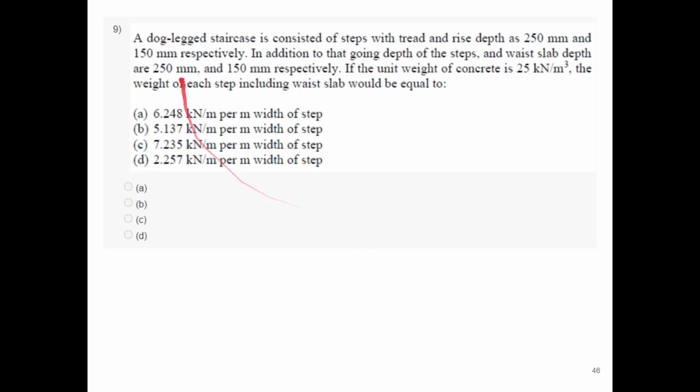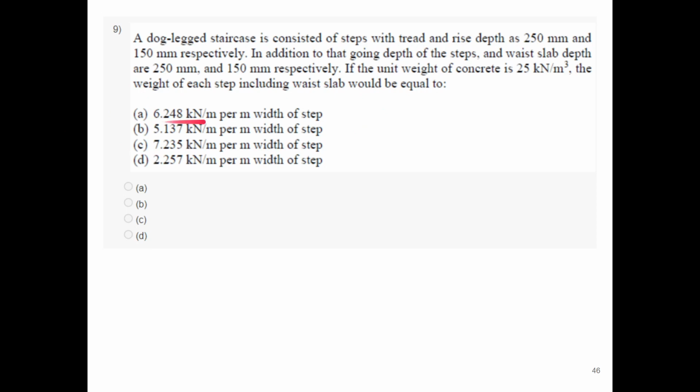Ninth question. A dog-legged staircase consists of steps with tread and rise depth as 250 millimeter and 150 millimeter respectively. In addition, the going depth of the steps and waist slab depth are 250 millimeter and 150 millimeter respectively. If you see here also, going is 250 and tread is also 250, so there is no nose. The rise is completely vertical. If the unit weight of concrete is 25 kilonewton per meter cube, the weight of each step including waist slab would be equal to how much?